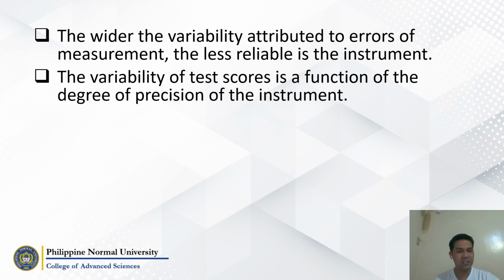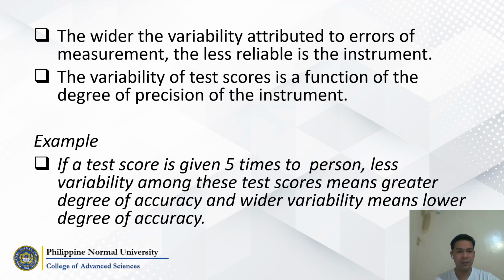The variability of test scores is a function of the degree of precision of the instrument. So if a test is given 5 times to a person, less variability among test scores means a greater degree of accuracy, and wider variability means a lower degree of accuracy.